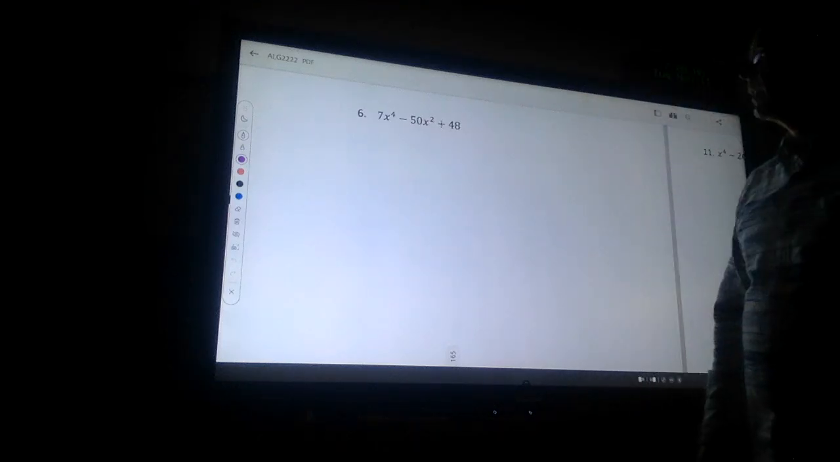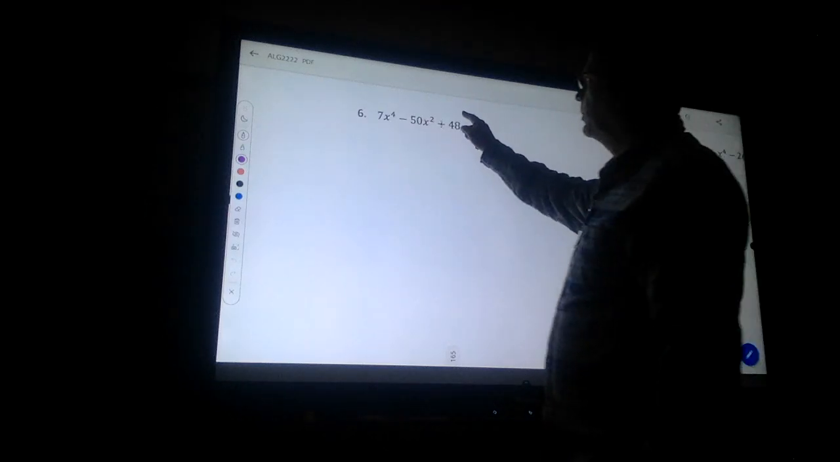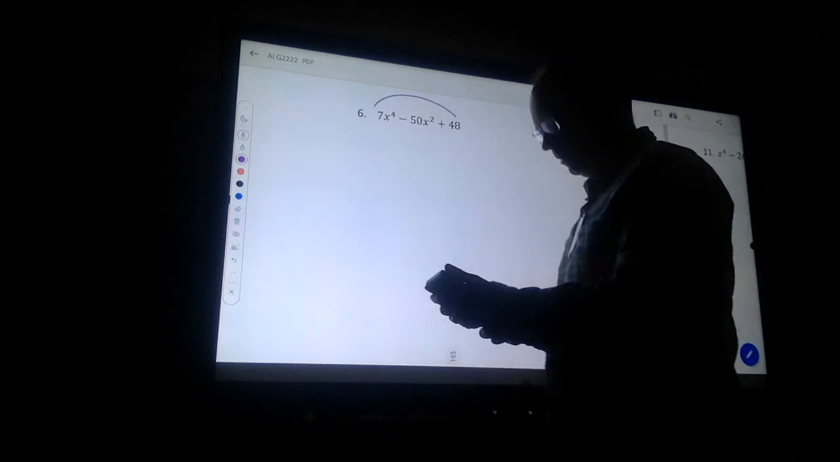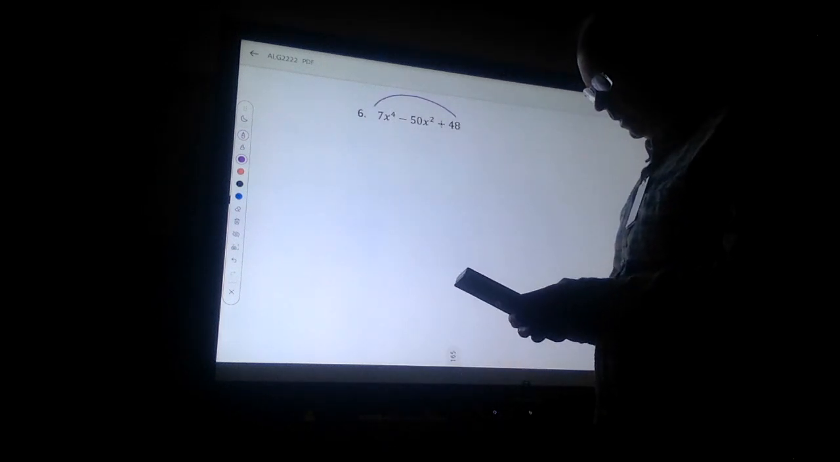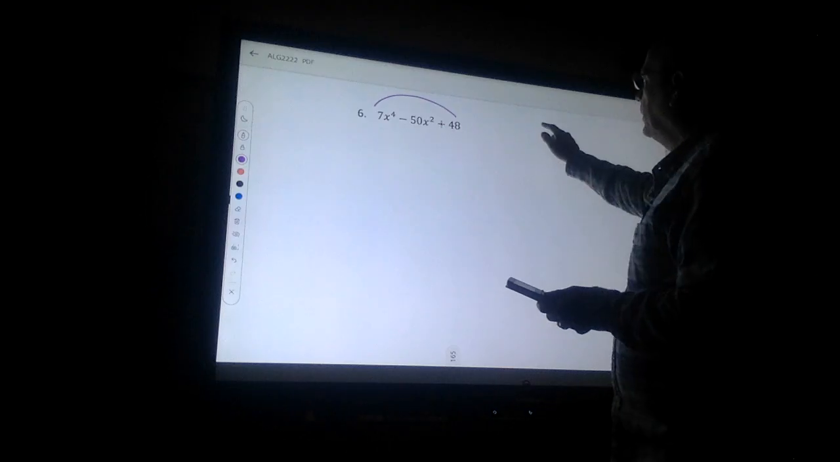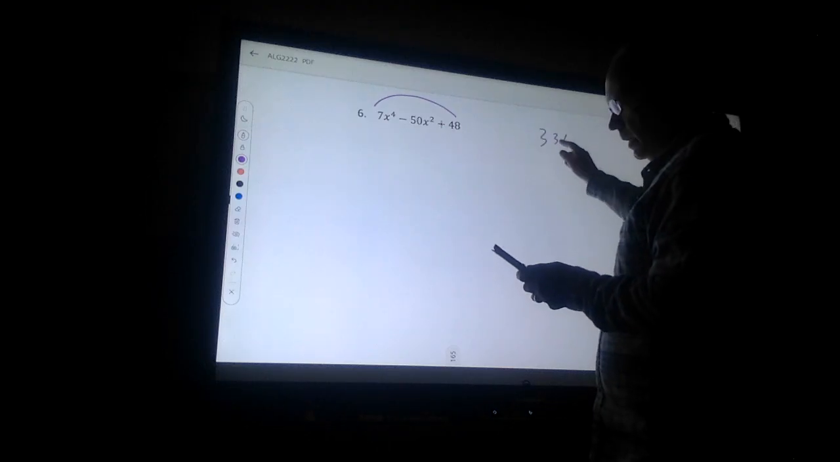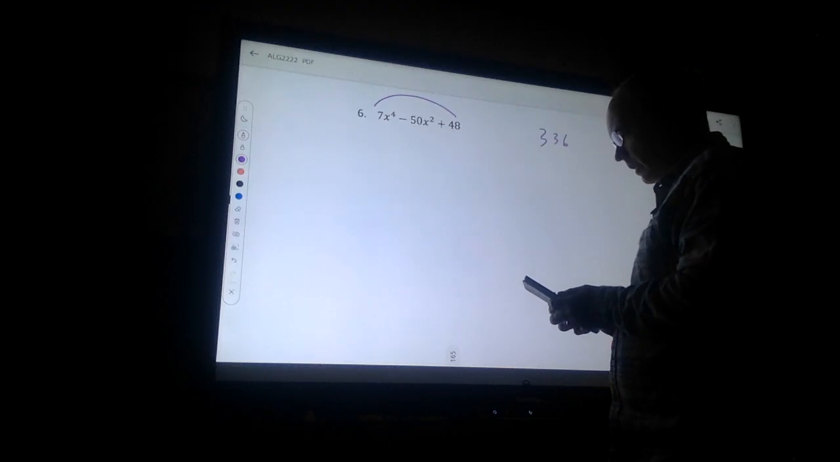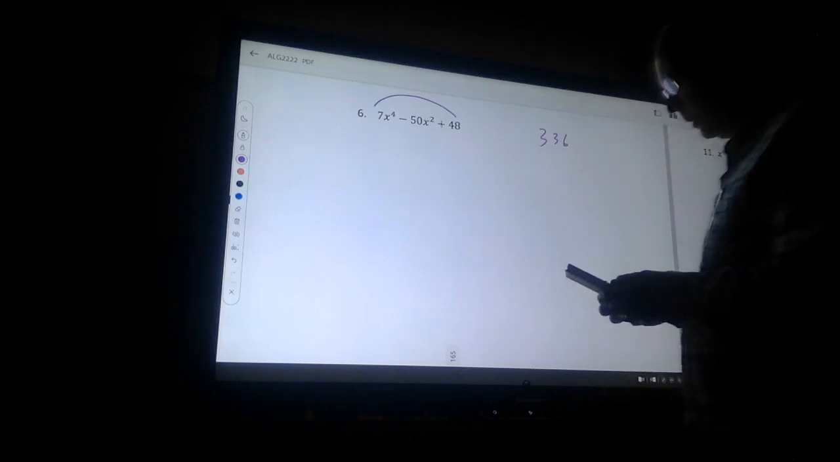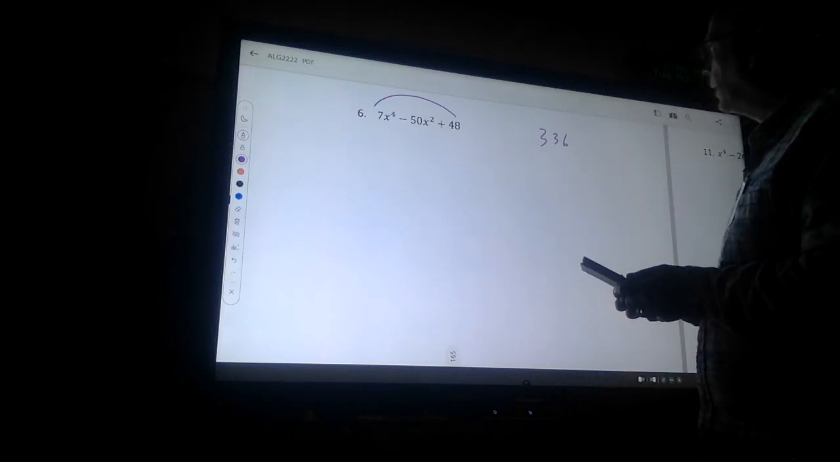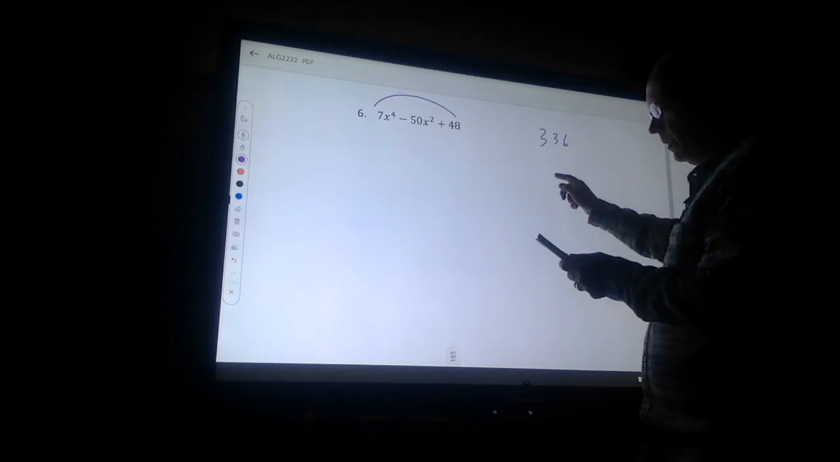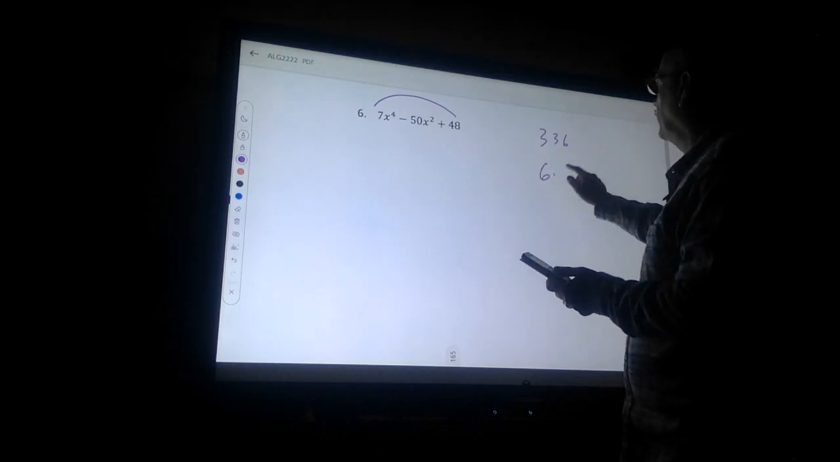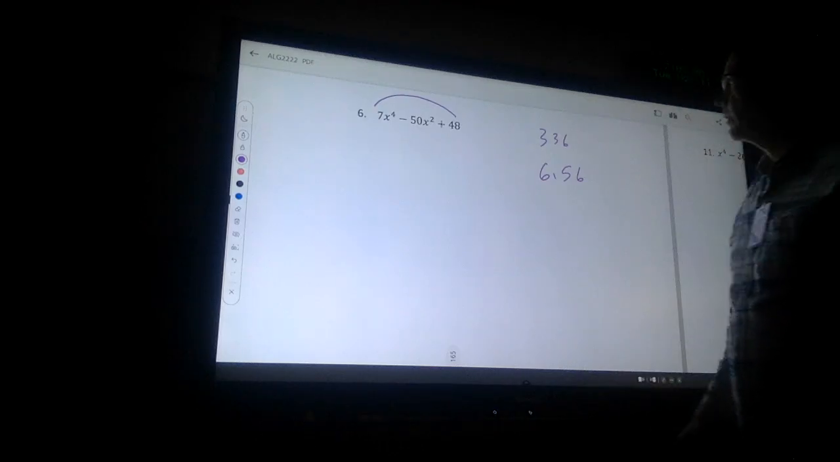Number 6, it's not going to factor as nicely. Nothing will factor out, so I'm going to multiply 7 times 48 to get 336. And 336 is the same thing as 6 times 56. I could have gone through all the other factors.